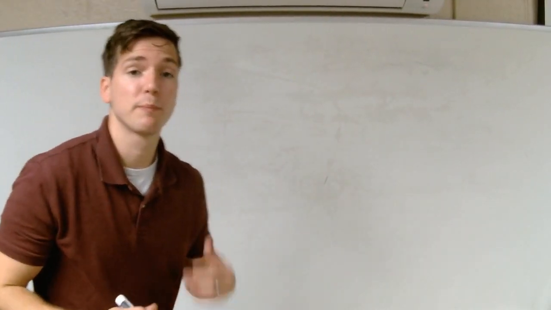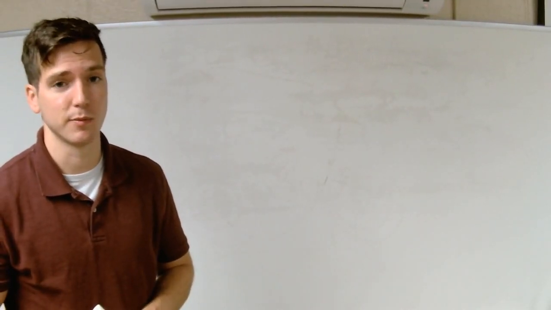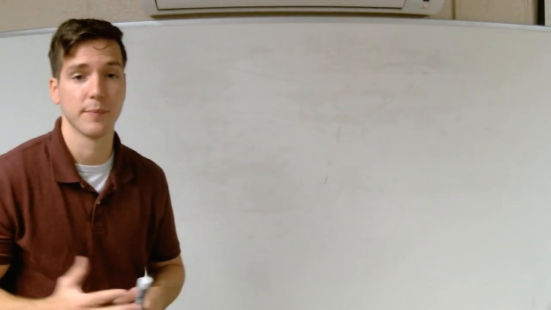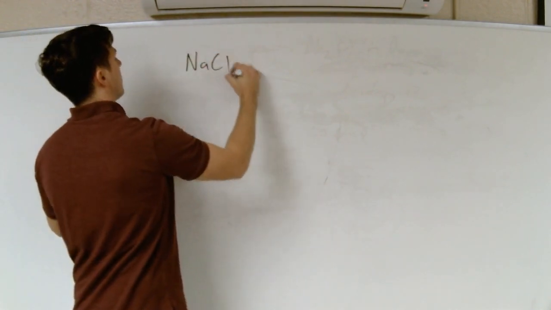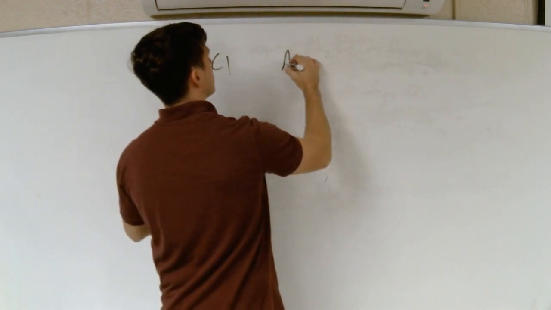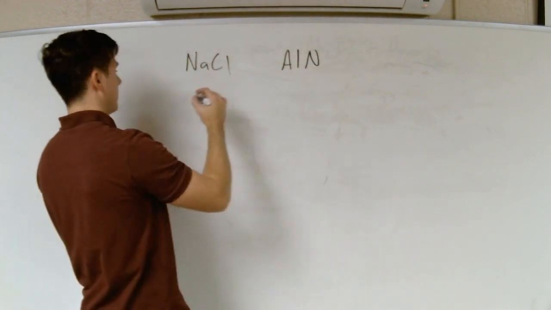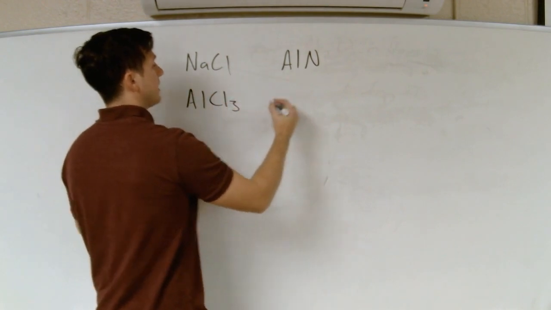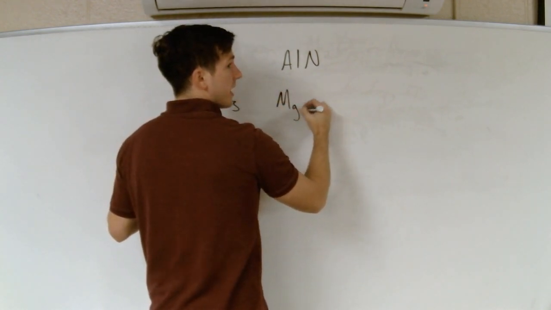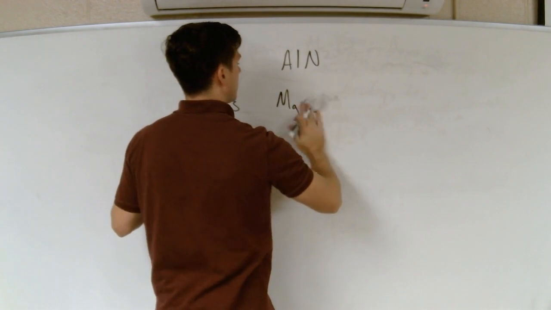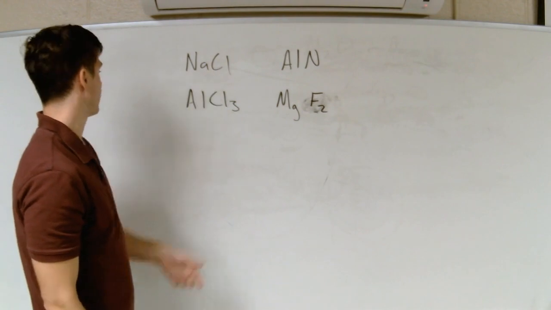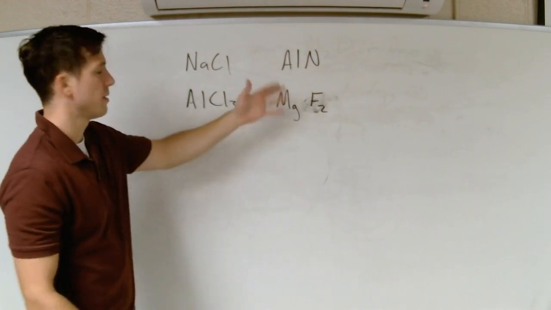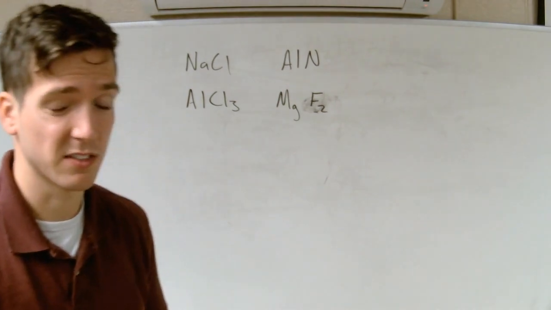Hey everybody, so we're building onto ionic bonding a little bit. Last time we were just dealing with compounds that had only two types of elements, things like NaCl, AlN, AlCl3, MgF2. We were just dealing with compounds that had two elements: Na and Cl, aluminum and chlorine, aluminum and nitrogen, magnesium and fluorine, things of that nature.